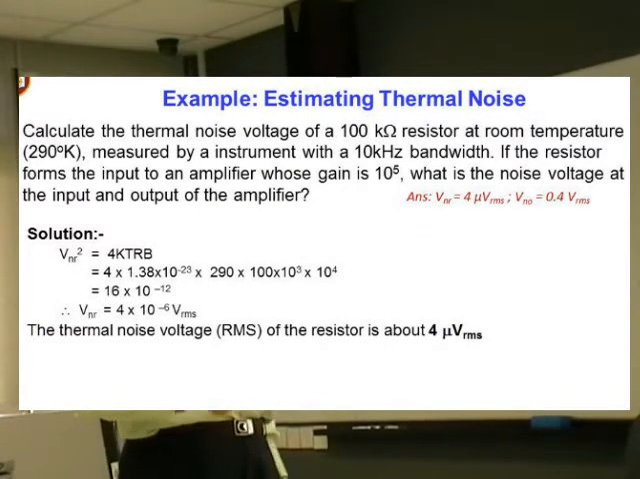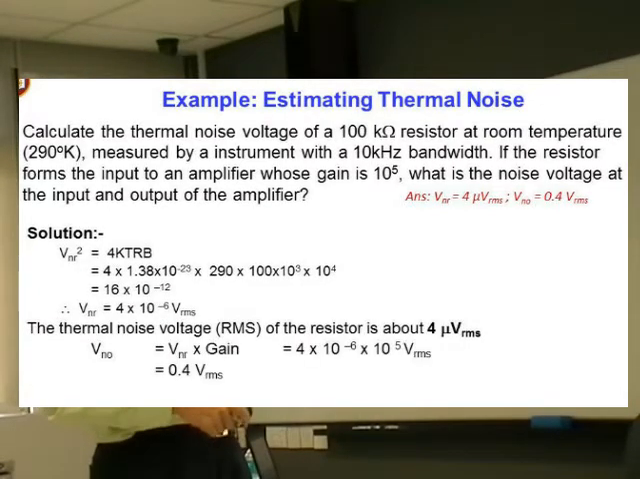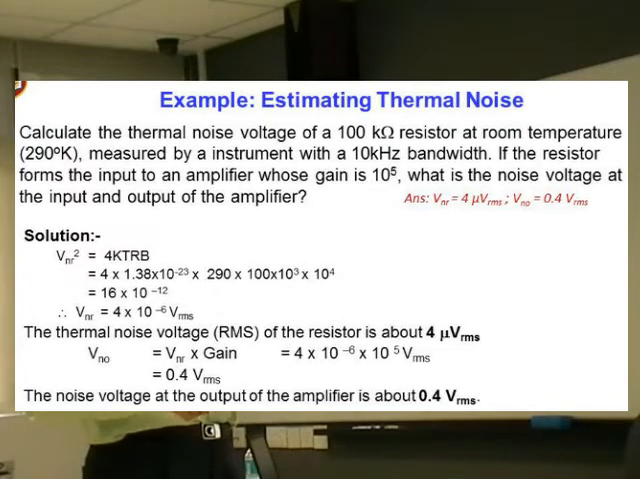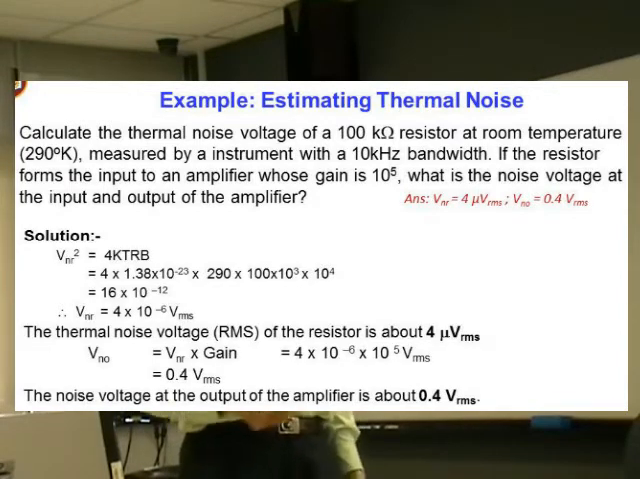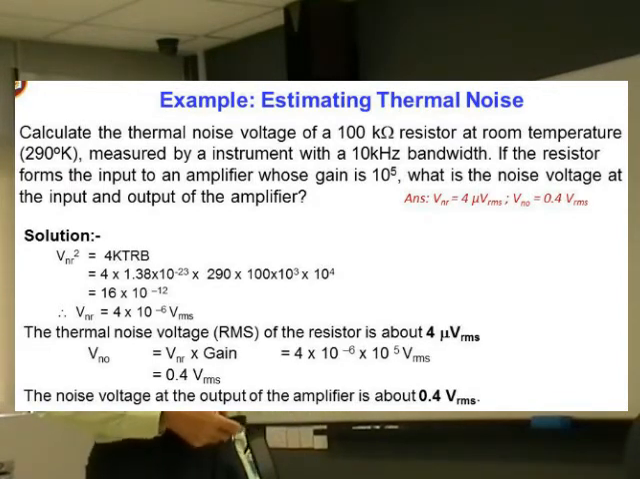So the answer is 4 microvolt RMS for the noise voltage. And the thermal noise after amplification, you just multiply that by the gain of the amplifier, which is 10 to the power of 5, and that works out to be 0.4 volt RMS. Okay.